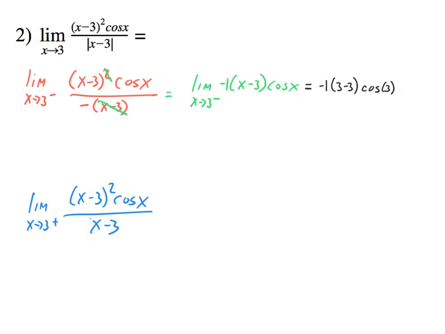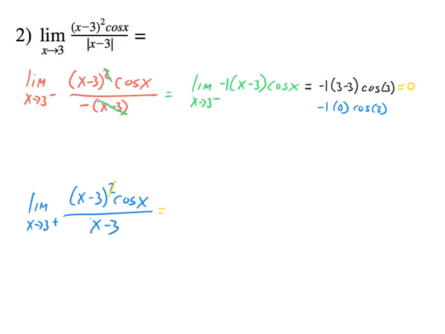Now you might go, what's cosine 3? I don't even know what that is, but look here. Don't freak out. Don't worry. This is a negative 1 times 0 times cosine 3. And what's 0 times all this? 0. So it actually works out kind of nicely because this really just is 0. Okay, so the left side goes to 0. Let's see what the other side does.